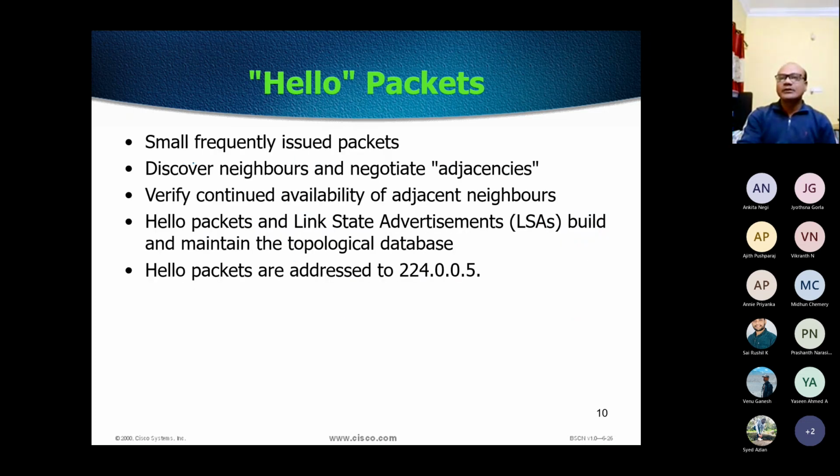The hello packet is sent at a set frequency. It discovers neighbors, negotiates, and verifies the continuous availability of the adjacency. The link state advertisement builds and maintains the topology database. Hello packets are addressed to 224.0.0.5, because whenever you configure OSPF, the first thing it does is send multicast hello packets to the neighbors. It uses this IP to form the neighborship.